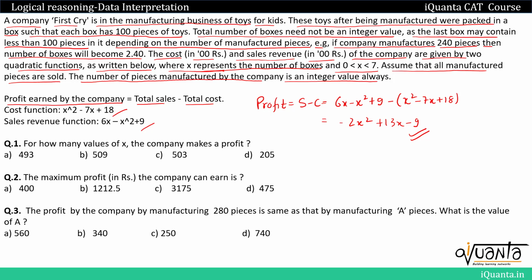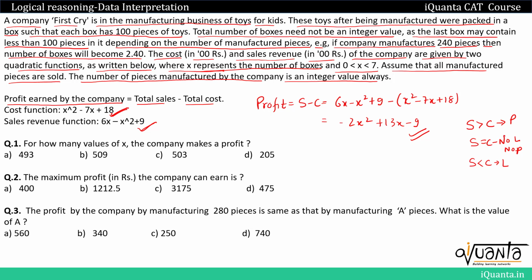Now we all know that the company makes a profit when sales is greater than cost. When sales is equal to cost, there is no loss, no profit. At sales greater than cost, we have profit, and if sales is less than cost, then we have a loss. Now we have been given two functions here, a cost function and a sales function.